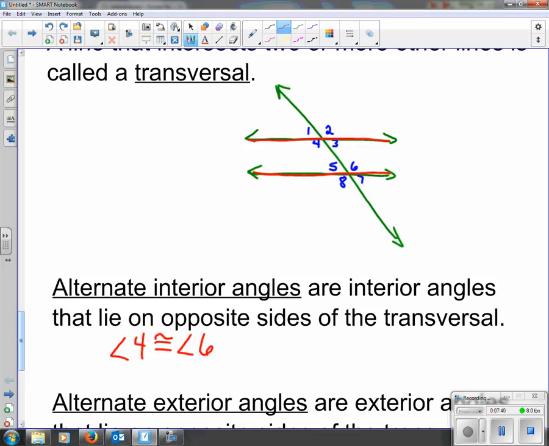Angle 4 and angle 6, those measurements, if we took a protractor, if I got a protractor here, whoops, I was going to get a protractor, and it's not coming.